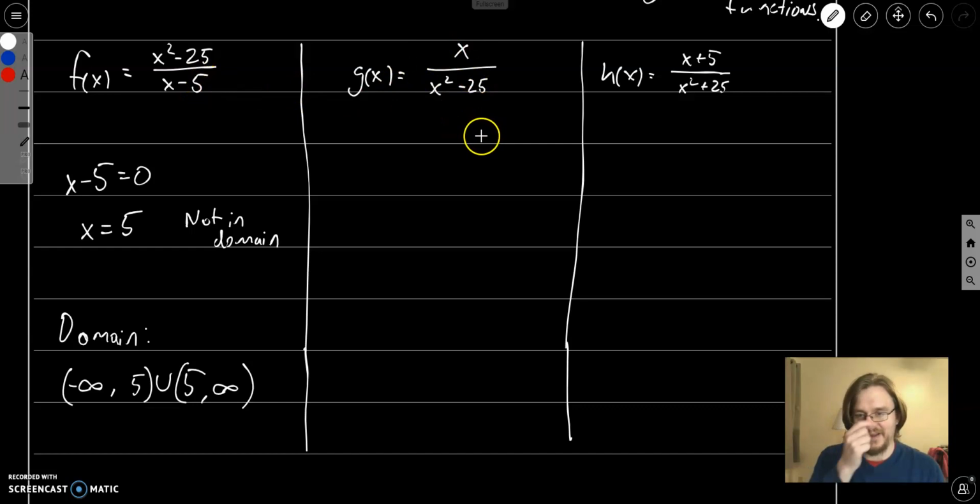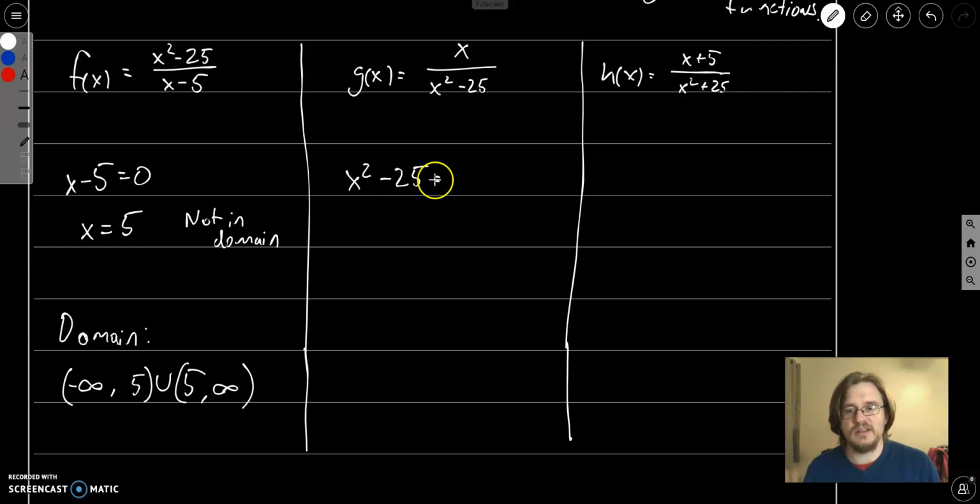Here's a little bit more work in this one. So this function, we've got x divided by x squared minus 25. Again, a polynomial divided by a polynomial. This is rational. So we need to solve when is the bottom of this fraction equal to 0. These numbers can't be in the domain. So x squared minus 25, that's the same thing as x squared minus 5 squared, so this factors very easily. This is x minus 5 and x plus 5, just a handy little trick.